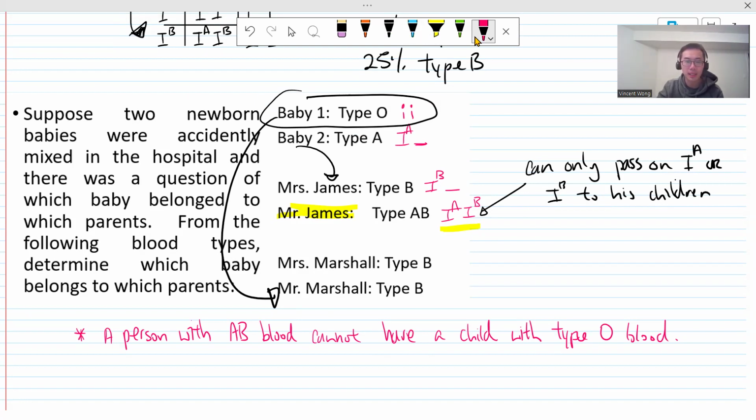Okay, so someone's asking me, then how is it possible for these people to have a type O baby? Well, it's possible if they are IB little i. If you do the Punnett square for IB little i, there is a 25% chance for a type O child. Does that answer your question?